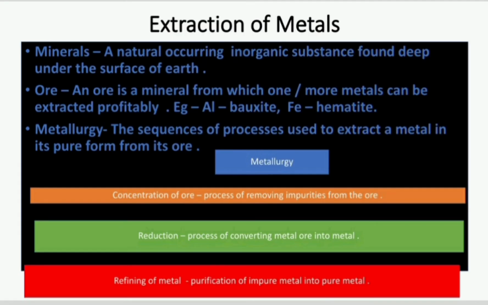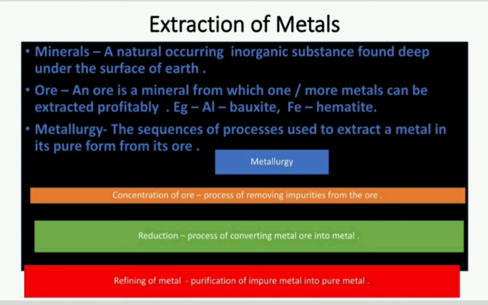The natural inorganic substances found deep under the surface of the earth, which contain the metals, are called minerals. So what are minerals? Minerals are the naturally occurring inorganic substances found deep under the earth's surface. And what are ores? Ores are those minerals from which we can extract the metals easily and profitably. Those minerals are specifically called ores.